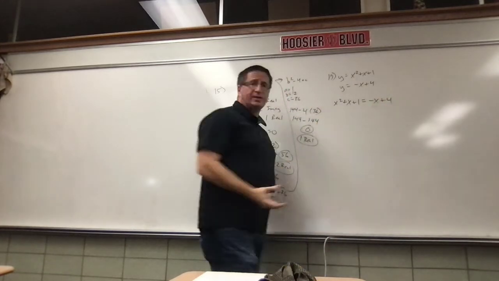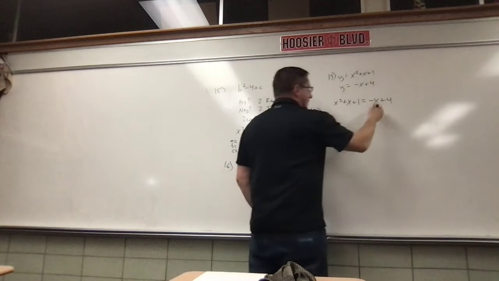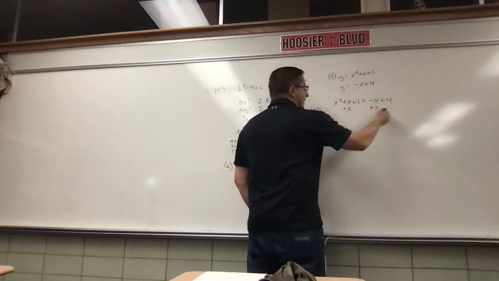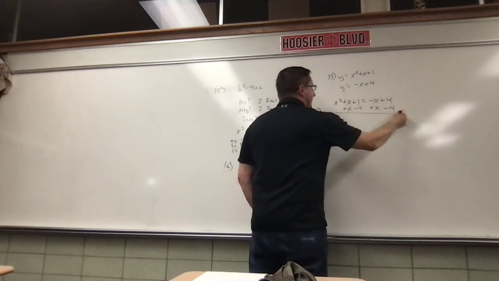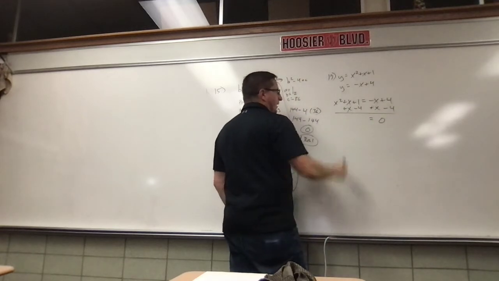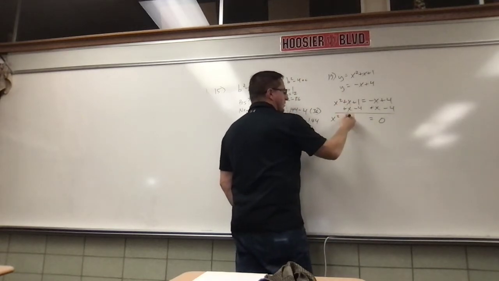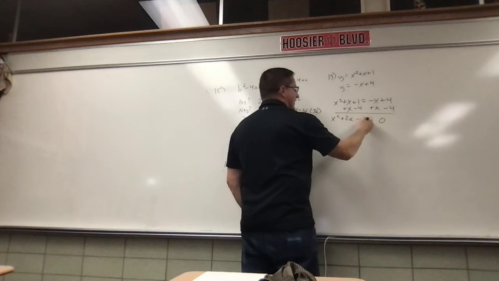It's quadratic, so it has to equal 0. I'm going to make the right side turn into 0. So get rid of the negative x by adding x, and get rid of the plus 4 by minusing 4. So the right side turns to 0. We have x squared, x and x is 2x, 1 and negative 4 is negative 3.